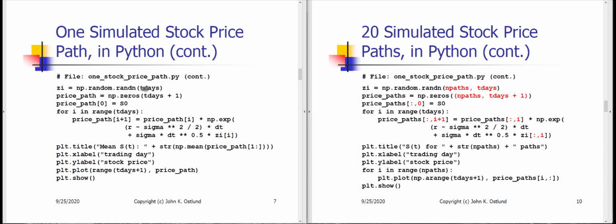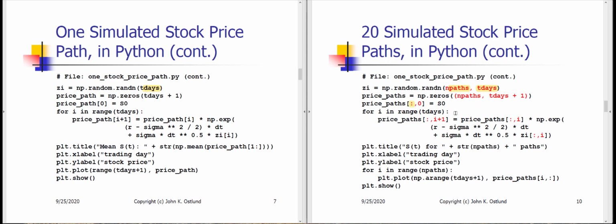So instead of just drawing one draw from the standard normal distribution for each day, now we have to draw 20 paths for each day. So we're going to end up with a matrix here with 20 rows and 105 columns of draws from a standard normal distribution. I'm setting up my price paths here to be initially 0. Each row is going to correspond to a path, and each column will be a day within that path.